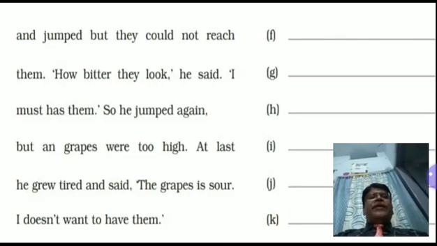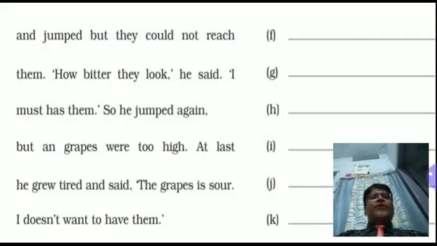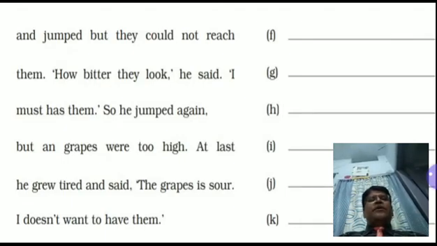I must hedge them. After modals, you know the first form of verb is used. So hedge is wrong here. You write have against H number. I must have them, so he jumped again. But on grapes were too high at last. You know that grapes is plural, and before a plural countable noun, an cannot be used. So the grapes. Instead of an, you have to write the.